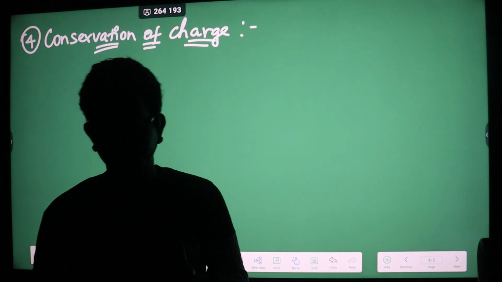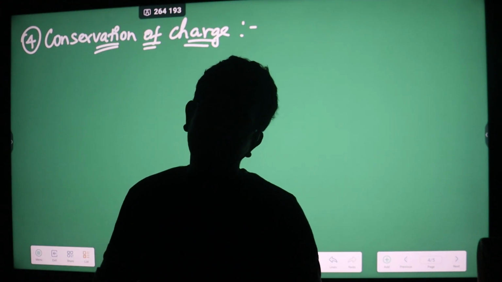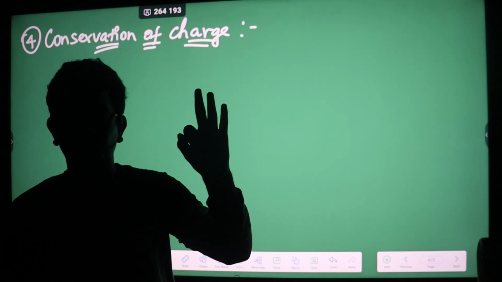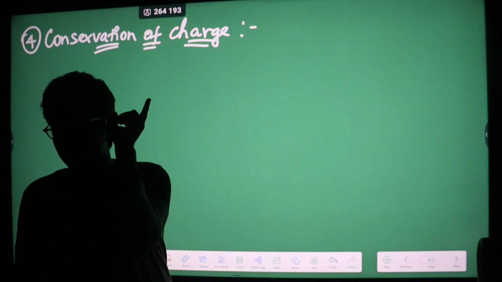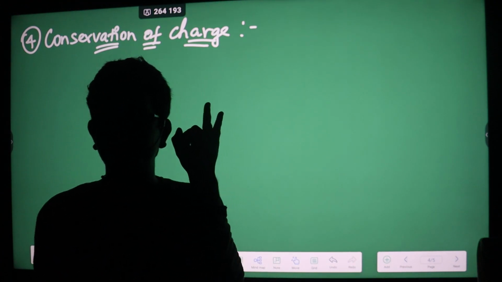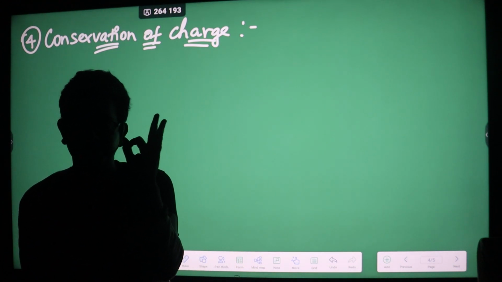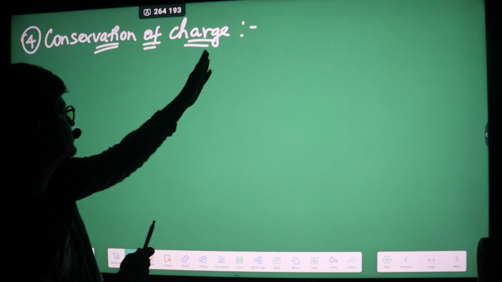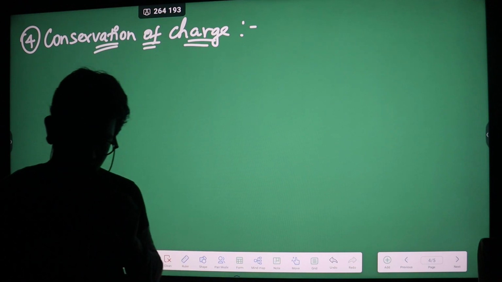So in this session we are going to discuss the fourth property of a charge, that is conservation of charge. Before this lecture we already covered three properties of charges. Our first property is that the charge is transferable, the second property is charge always exists with mass, and the third property is invariance of a charge. Here we are going to discuss the most important property of a charge, that is conservation of charge.